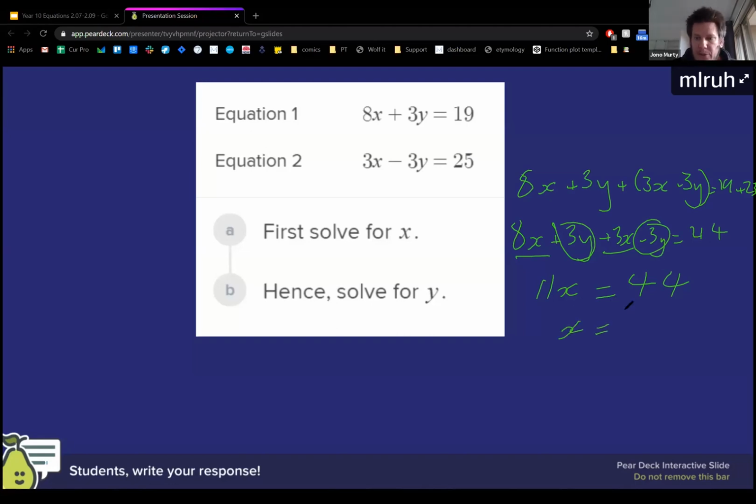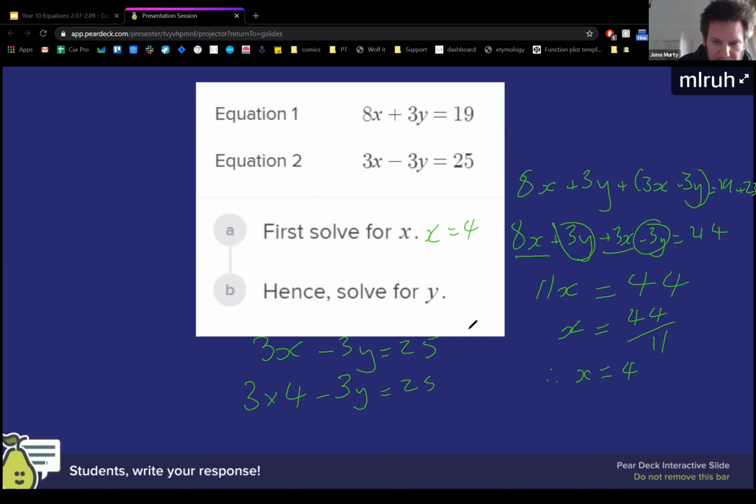x is then equal to 44 divided by 11. Therefore, x is equal to 4. We can now substitute that back into one of our equations. Let's pick equation 2 because it's just a bit smaller. 3x minus 3y is equal to 25, which means 3 times 4 minus 3y is equal to 25.